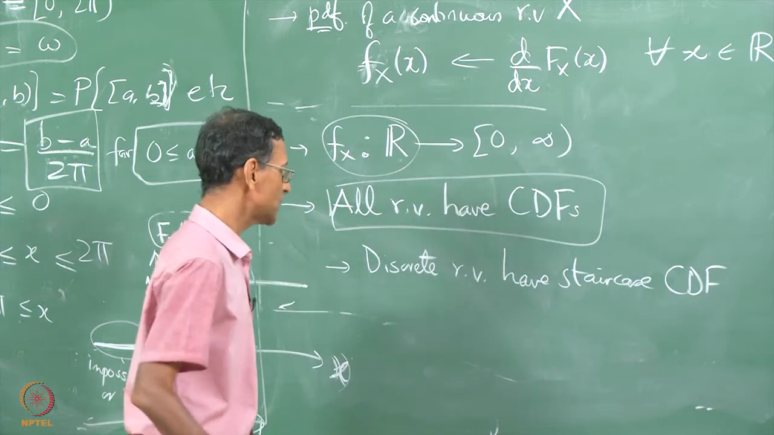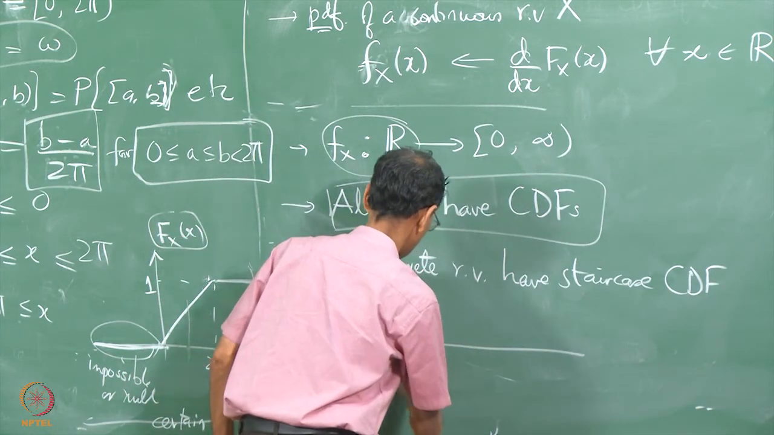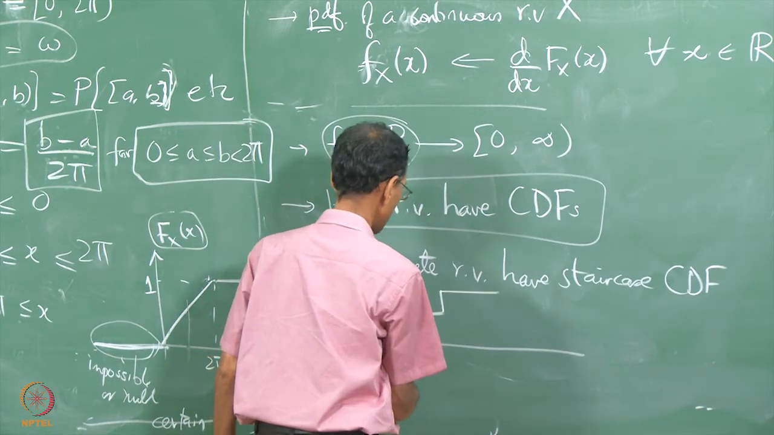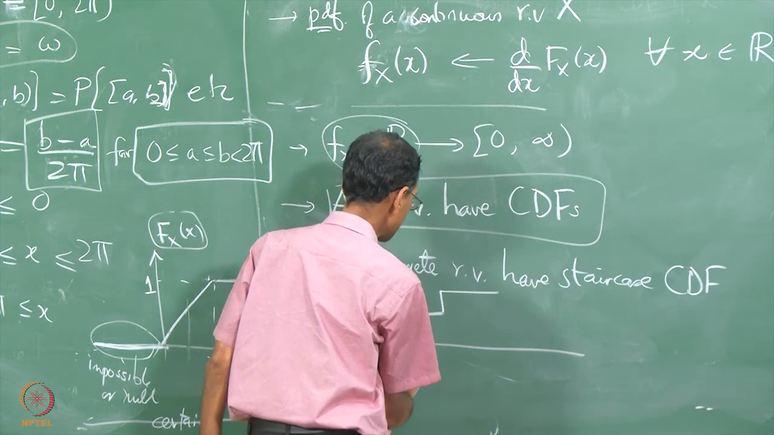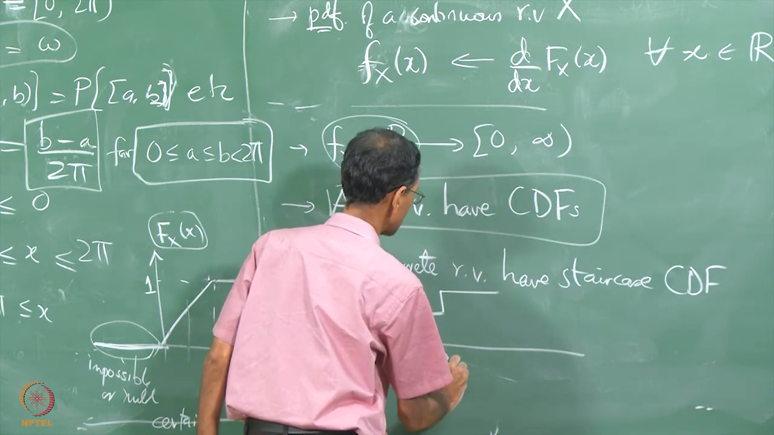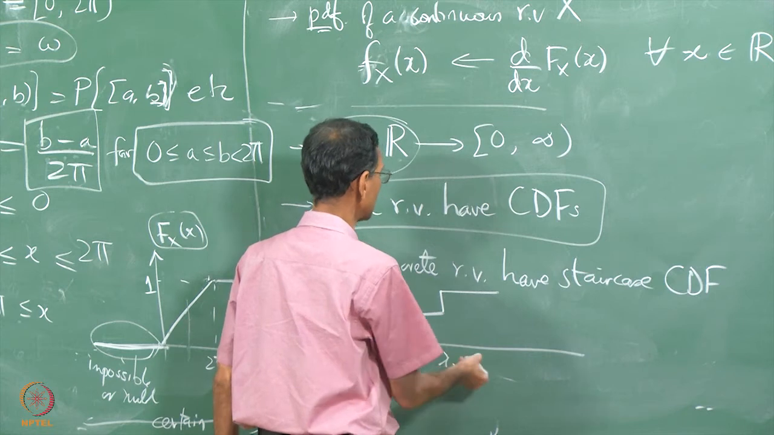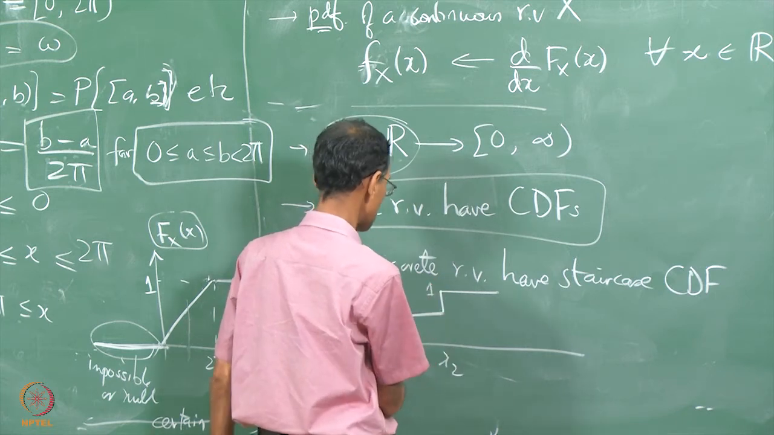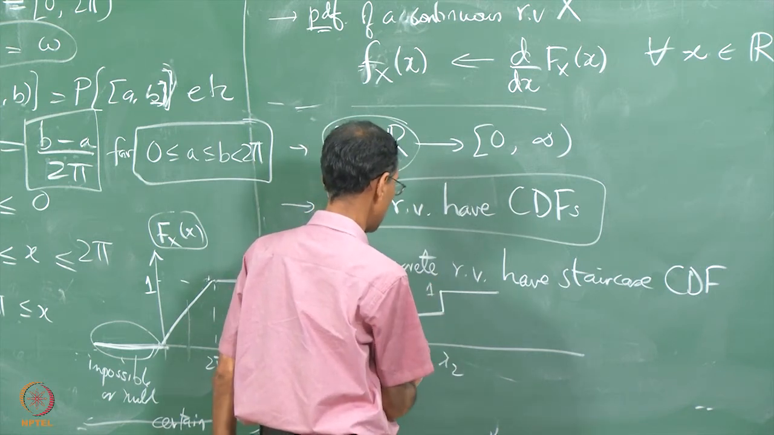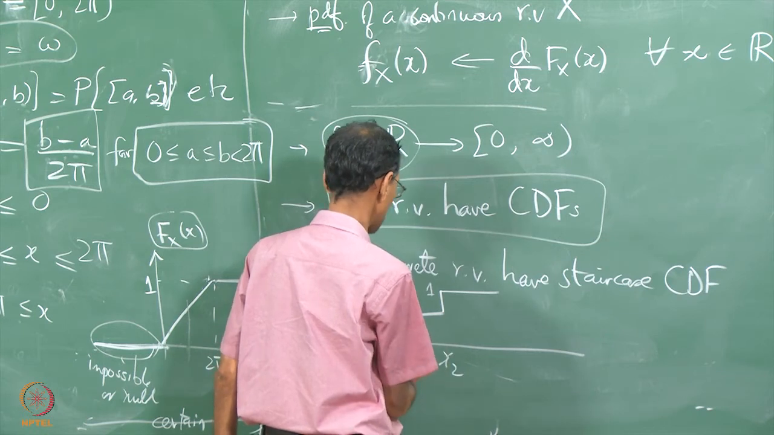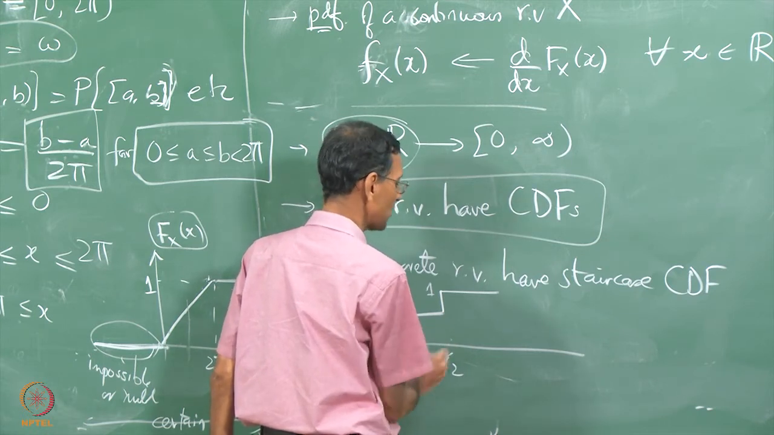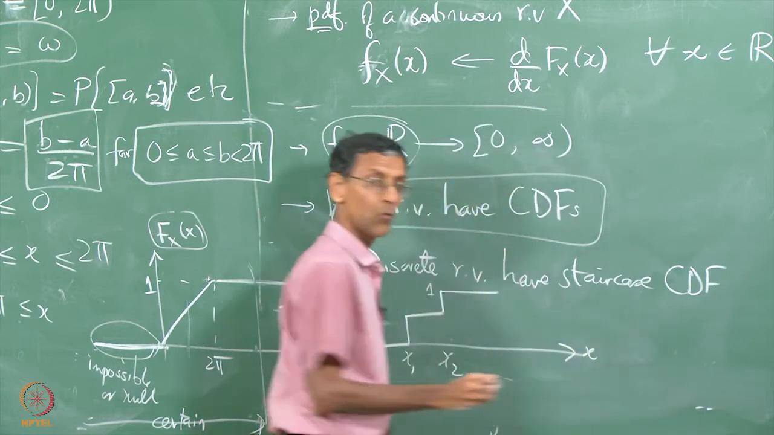Why staircase? Let us say these are the values that the random variable takes, x1 and x2. Let it only take 2 values. In other words, the random variable takes only 2 values, like head or tail, 0 or 1, whatever.